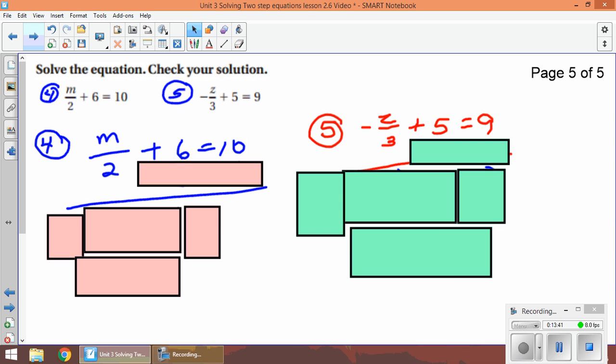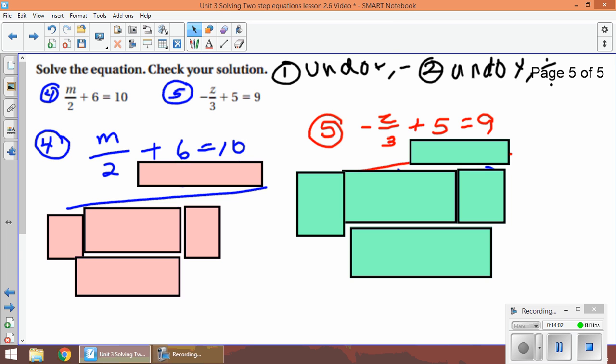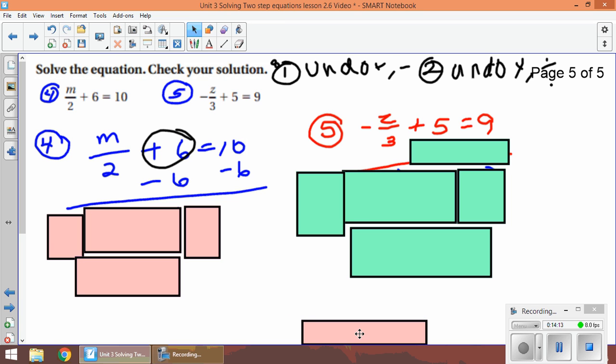So taking a look at number 4, m divided by 2 plus 6 equals 10. So the steps are the same. Step 1, undo addition and subtraction first. And step 2, undo multiplication and division second. So what I'm going to do is tackle this plus 6 part first, because that's what step 1 tells me to do. So the opposite of adding 6 is subtracting 6.